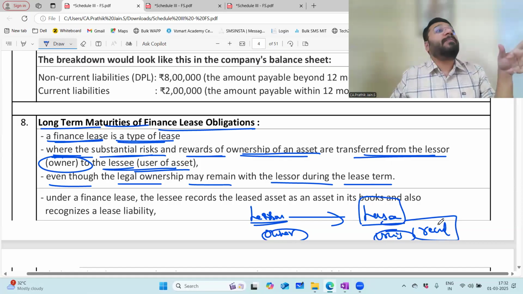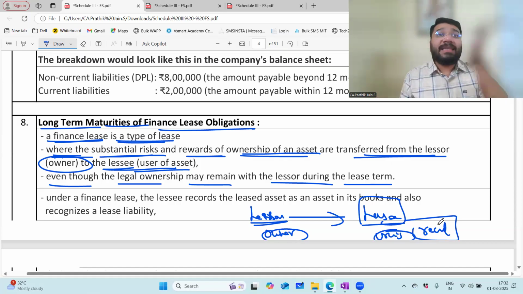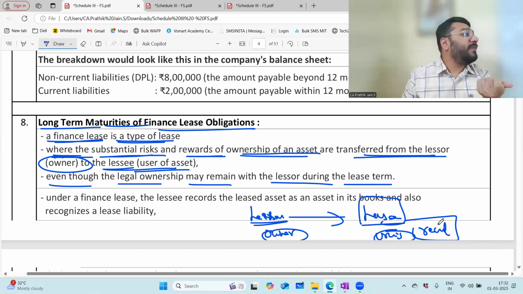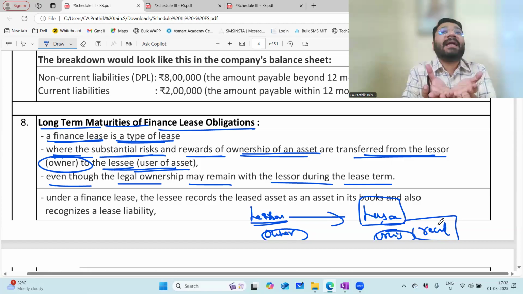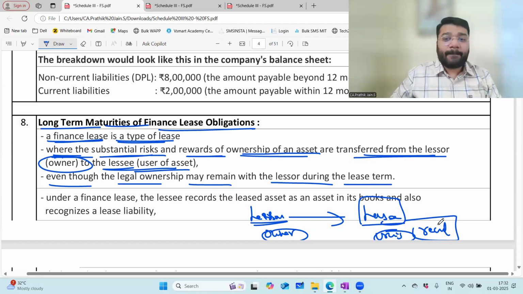Once I make the full payment of 1 crore rupees in the next 10 years, at the end of its useful life, the ownership of the machine will come back to me. This is the concept of lease. I'll be discussing this in depth when I do AS 19 with all of you. Am I clear?